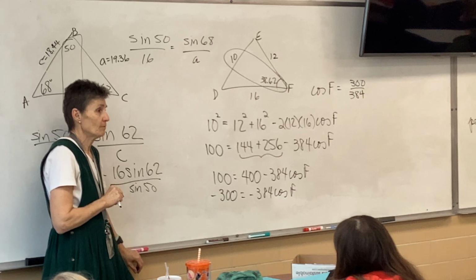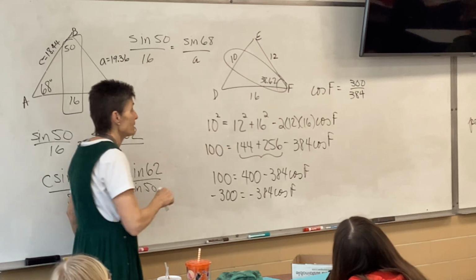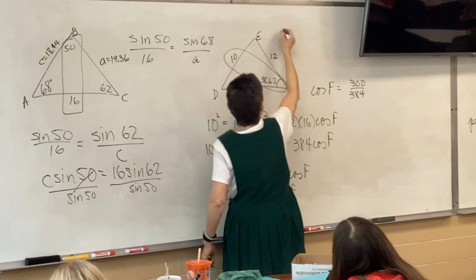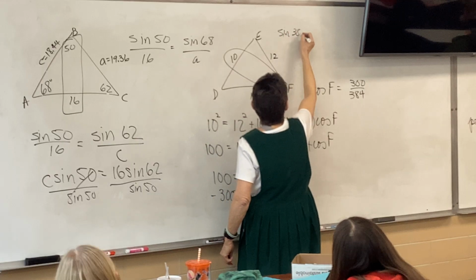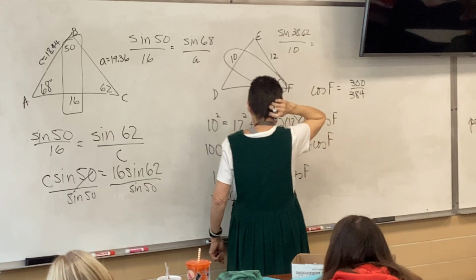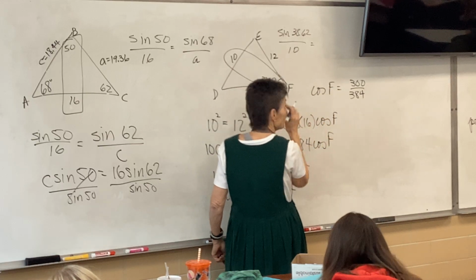What are you doing, Maeve? Law of sines or cosines? Sine. All right, you keep going with the law of sines. She set up sine 38.62 divided by 10 equals what? Which angle did you go for? E. Sine E over 16?